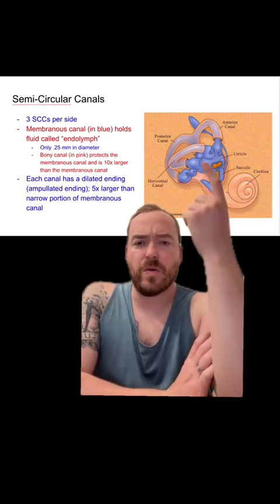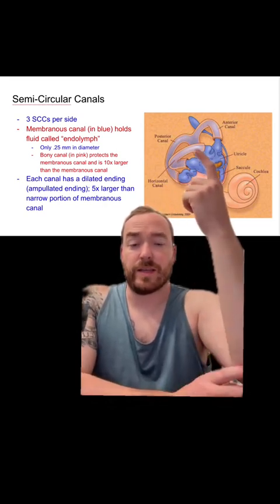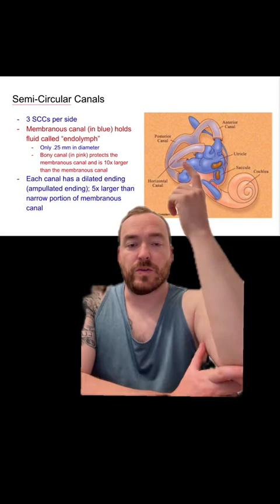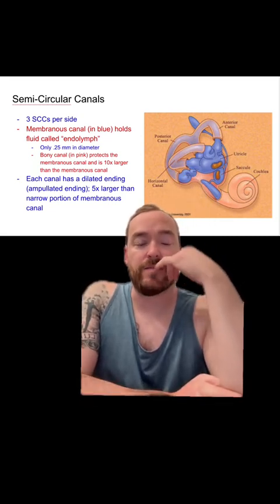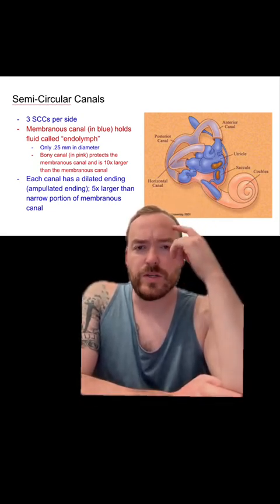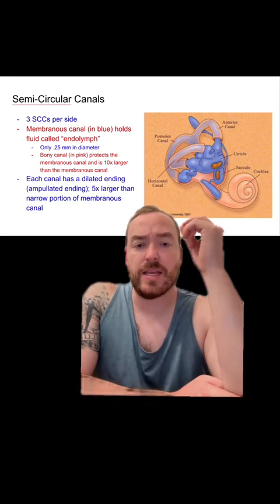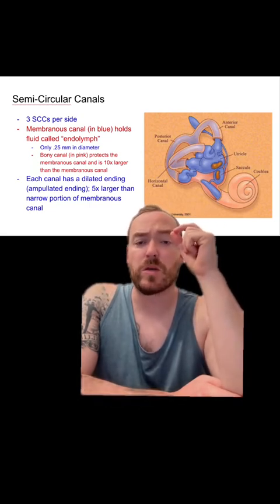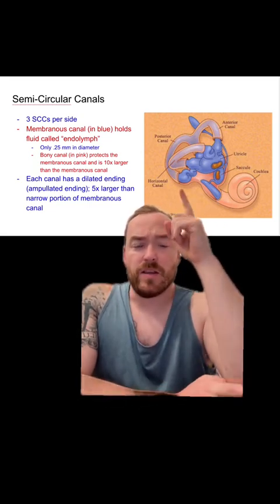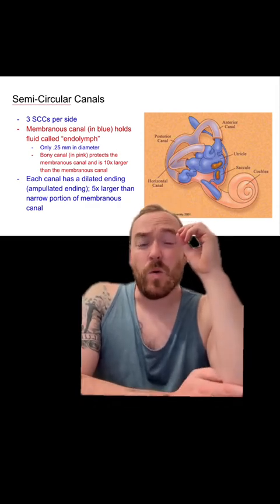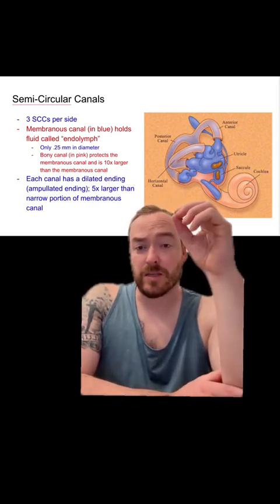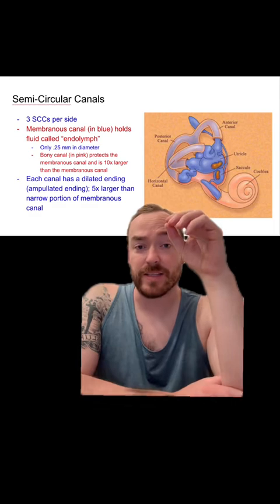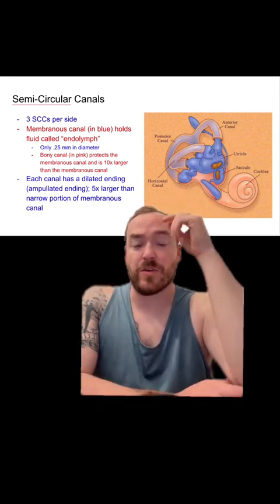So you have 3 semicircular canals on each side of your head, and each is made up of a bony canal, which is sort of like a helmet for your semicircular canals, and then you have the blue portion, which is the membranous canal, and it holds in it a fluid called endolymph. Now, the blue portion is only about 1/4 of a millimeter thick, so this is on the order of capillaries. That's how small these semicircular canals, or the membranous portion, are.